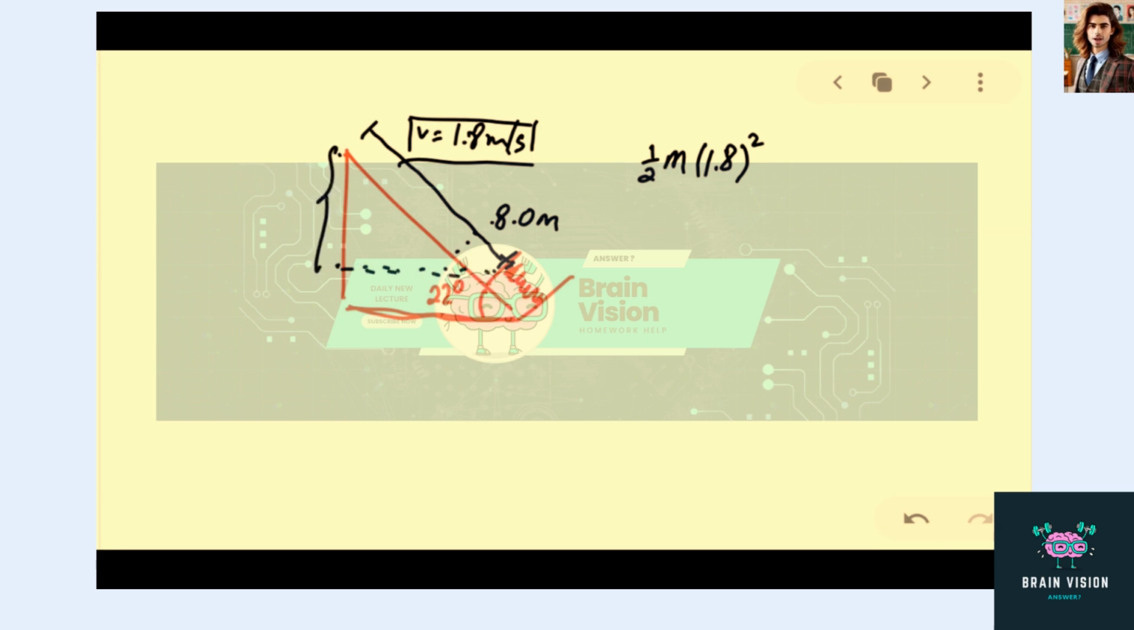which we will have to calculate from the angle of the ramp. So mg times 8 sine 22 degrees. So this is the initial total energy.